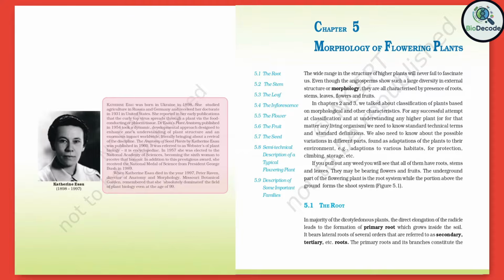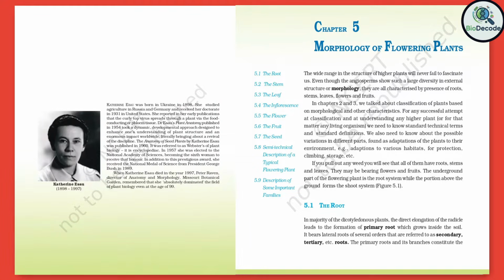In 1957, she was elected to the National Academy of Sciences, becoming the sixth woman to receive that honor. In addition to this prestigious award, she received the National Medal of Science from President George Bush in 1989. When Catherine Esau died in 1997, Peter Raven, director of the Missouri Botanical Garden, remembered that she absolutely dominated the field of plant biology even at the age of 99.